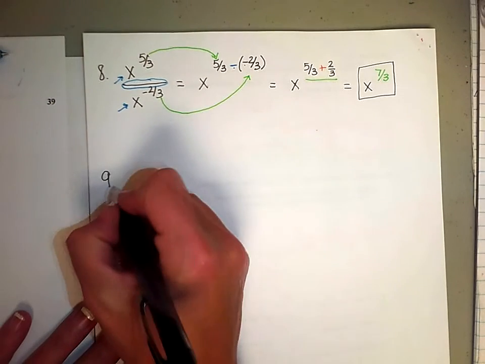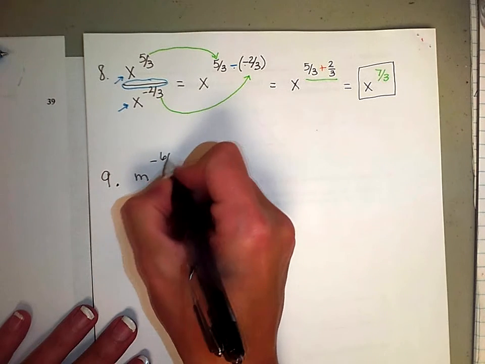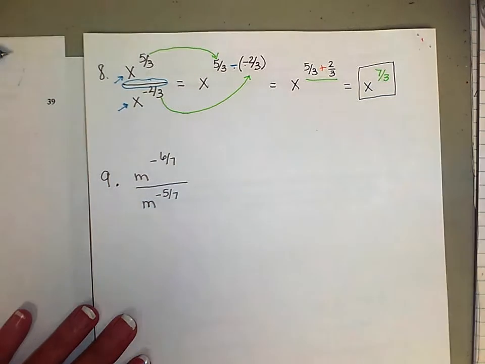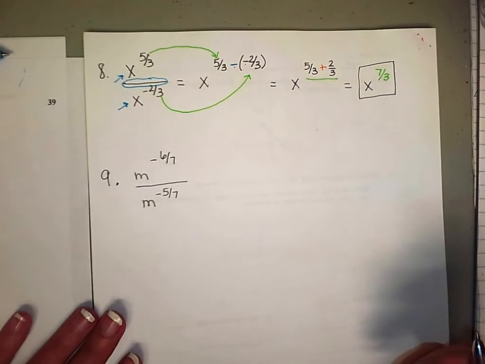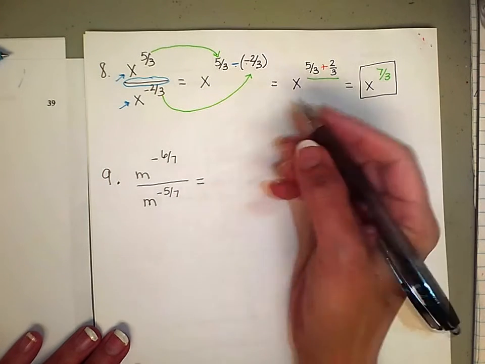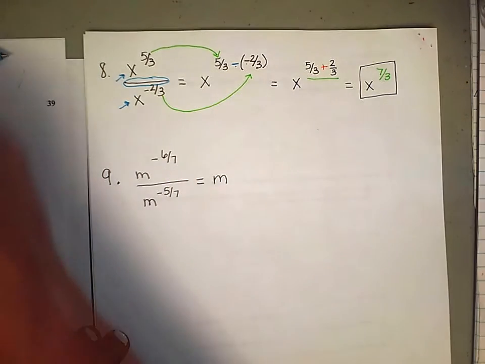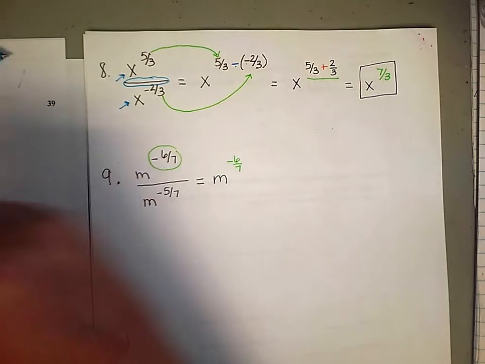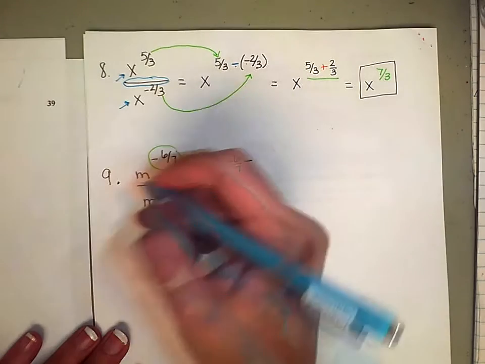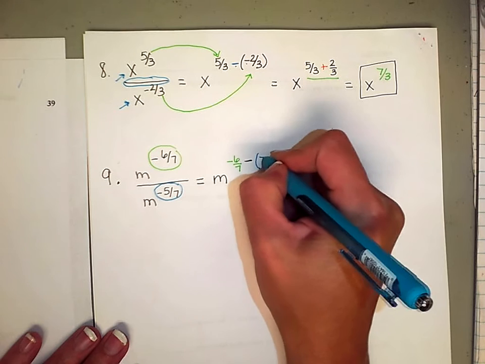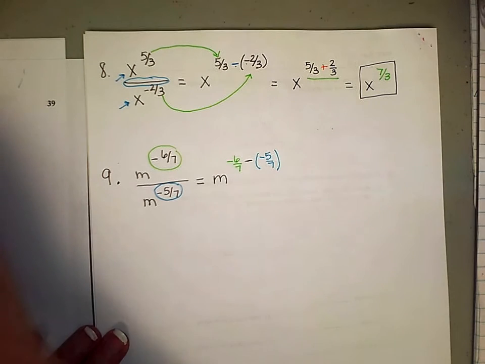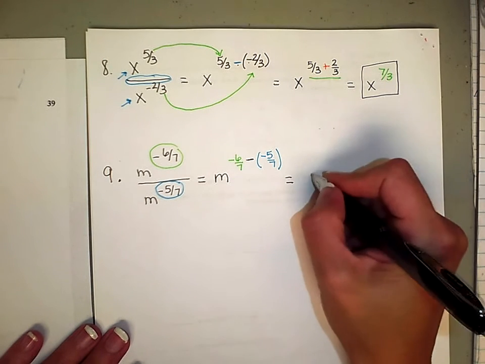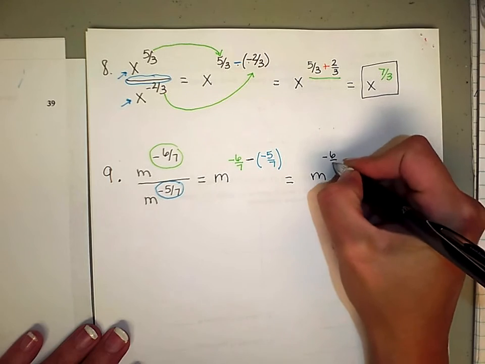In number 9, we have m to the negative 6/7 divided by m to the negative 5/7. Again, we're just subtracting. We're dividing with like bases, so we'll subtract the exponents. In this case, we do have a negative 6/7, so it will stay the same. We will subtract because of the rule, and the second exponent that we are subtracting is again negative. And we continue to simplify. So this stays m to the negative 6/7.